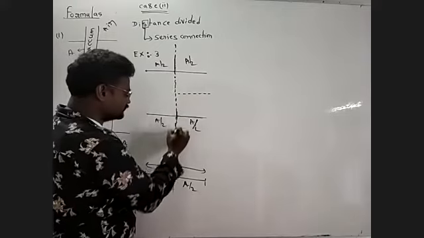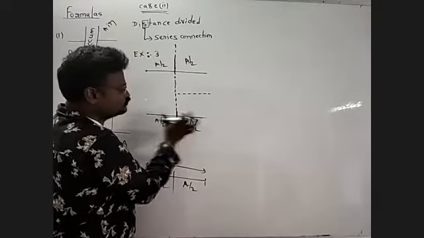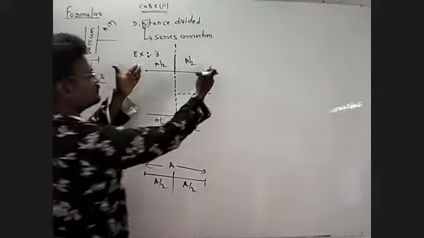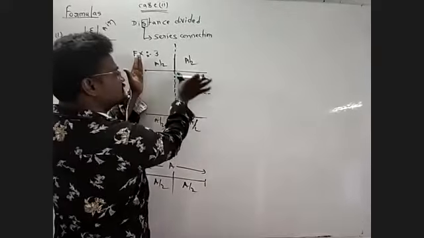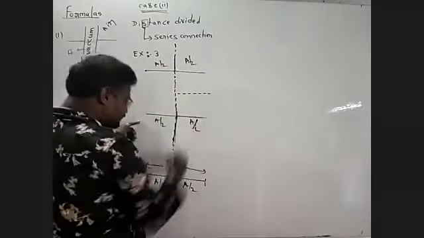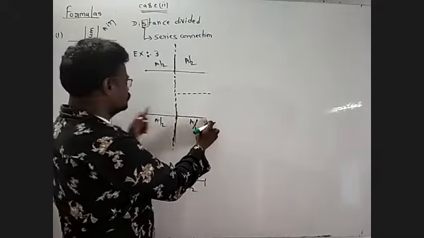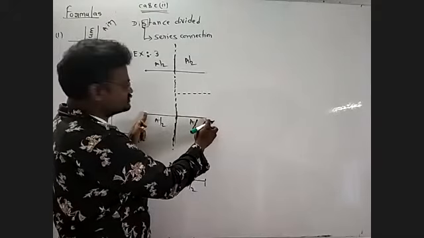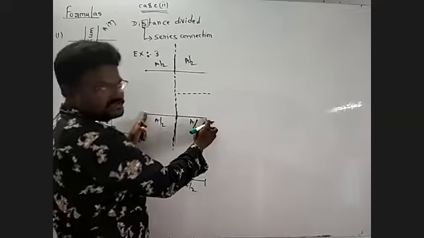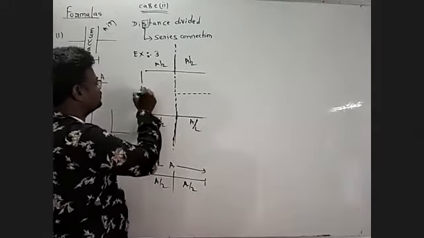I'm dividing this area into two equal parts. This part is A by 2, this is A by 2. Totally, this is A by 2 plus A by 2, from here to here is A. This can be divided into two equal parts. Remaining part also has A by 2. What is the total area of the plate? That is A.